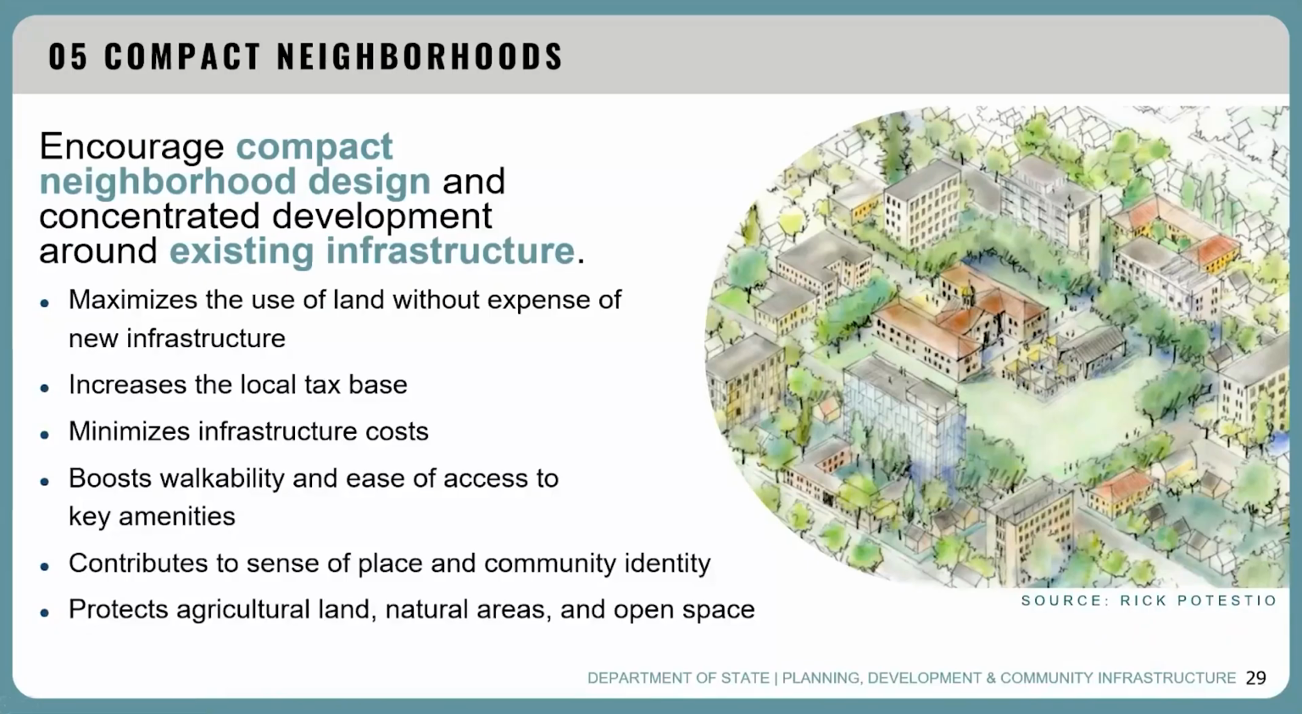Great neighborhoods often have unique defining characteristics like a popular coffee shop, music venue, or defined architecture. However, there are several design elements that are shared across successful neighborhoods throughout the state. These elements are enshrined in our fifth smart growth principle: encourage compact neighborhood design and concentrated development around existing infrastructure. Compact neighborhood design can increase social interaction, attract new residents and businesses, and spur innovation.